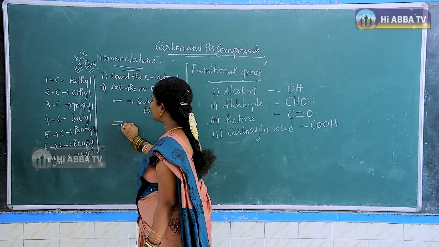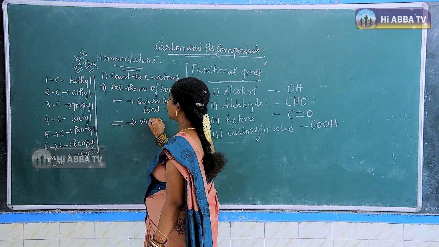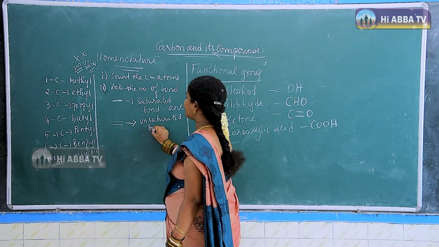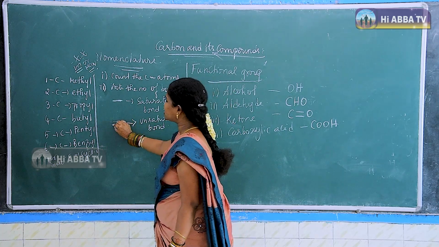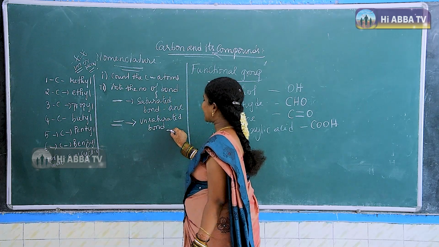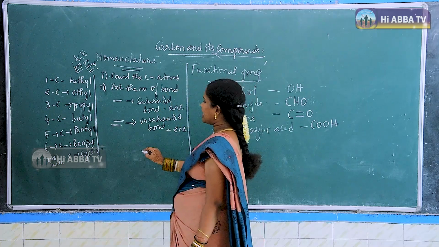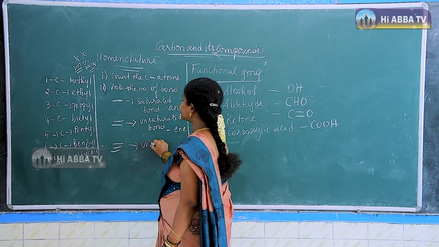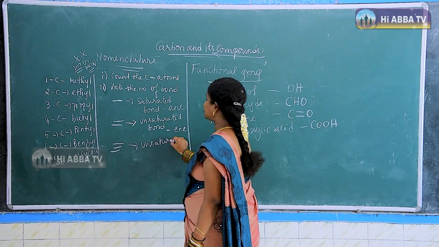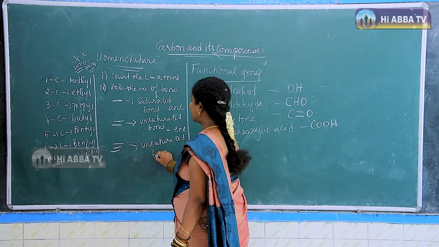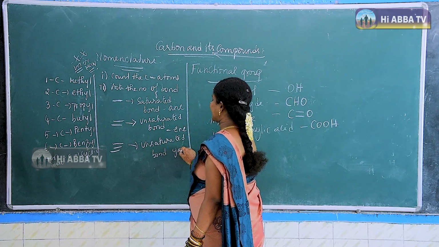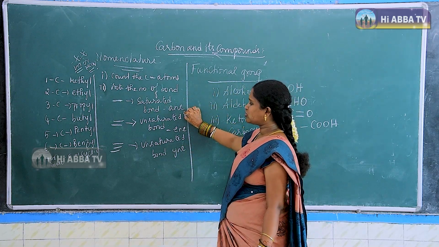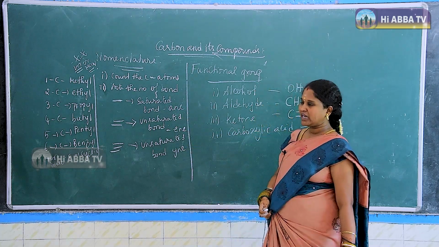If it consists of double bond in it, we used to tell that as unsaturated bond. If it is unsaturated, which consists of double bond, then it ends with ENE. If it consists of triple bond in a formula, it is also termed as unsaturated bond, but it ends with YNE. So first you have to count the number of carbon atoms. Next you have to check what type of bond is present.